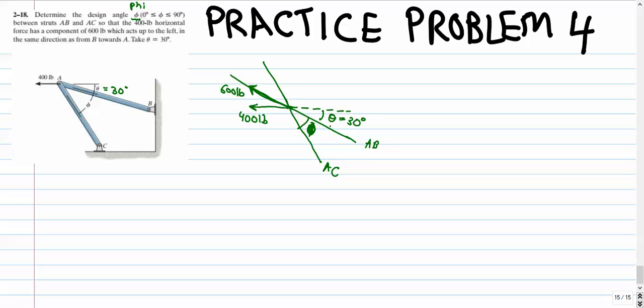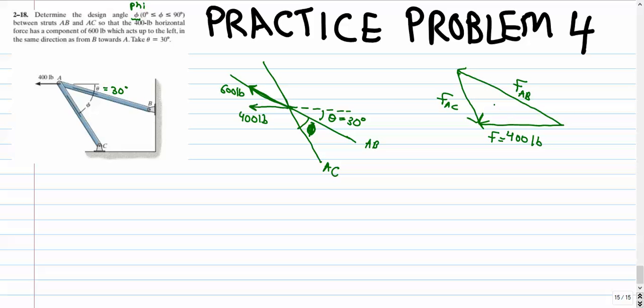So let's start drawing the vector triangle. The first vector that we can draw is the easiest vector, in other words, the horizontal 400-pound force vector. Next, we can draw the 600-pound component vector along the AB axis, like this. And finally, we can draw the component along the AC axis, which should look like this. So this is FAB, well, this is FAC, and this is just F resultant.